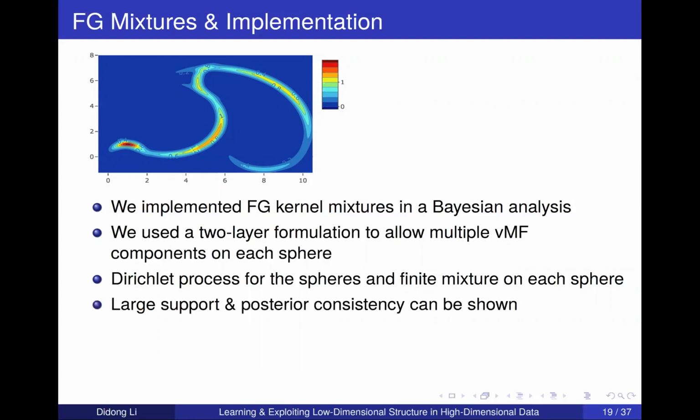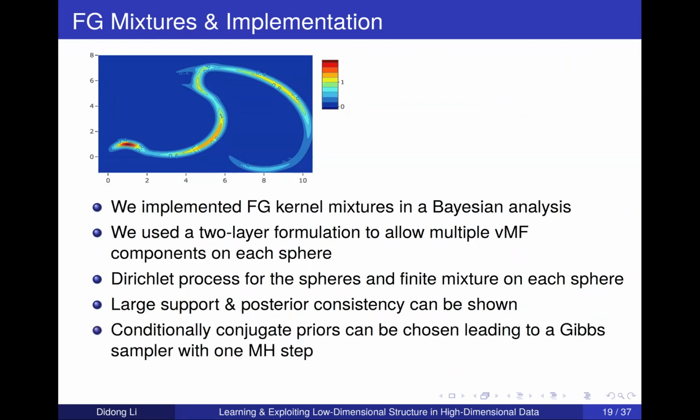And we show the large support property and the posterior consistency of this DP mixture of Fisher-Gaussian kernels. And fortunately, we do have some nice conditionally conjugate pairs for all parameters except the tau parameter, the scale parameter of the von Mises-Fisher, where we need one Metropolis-Hastings step. So for the others, we have this Gibbs sampler, which is very simple.